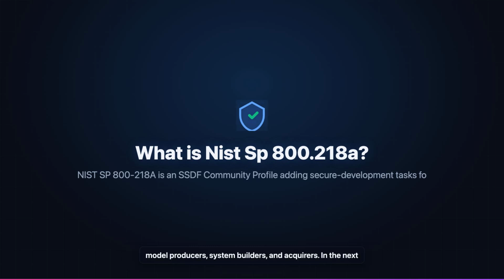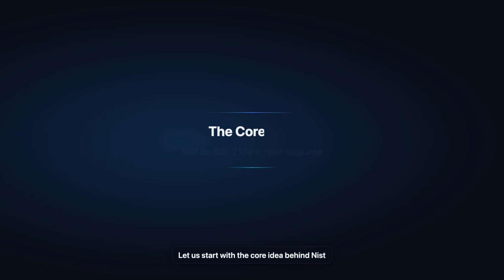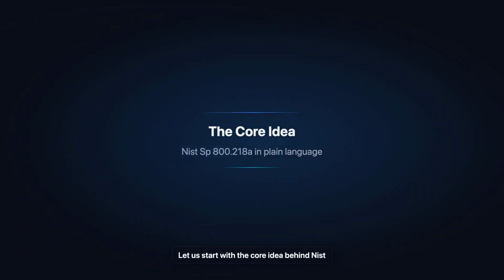Originally commissioned under Executive Order 14110, it speaks to model producers, system builders, and acquirers. In the next few minutes, we will unpack what it adds, why it exists, and what its shifting political backdrop means. Let us start with the core idea behind NIST SP 800-218A.